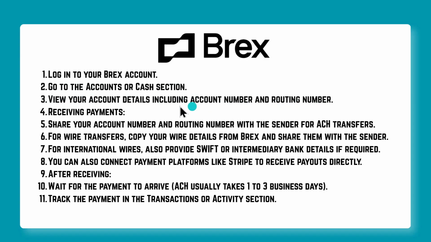The most common way to receive payments is through ACH transfer. Simply share your Brex account number and routing number with the sender. They can use these details to send money directly from their bank, and the funds will usually arrive within 1 to 3 business days. You can also receive domestic or international wire transfers.